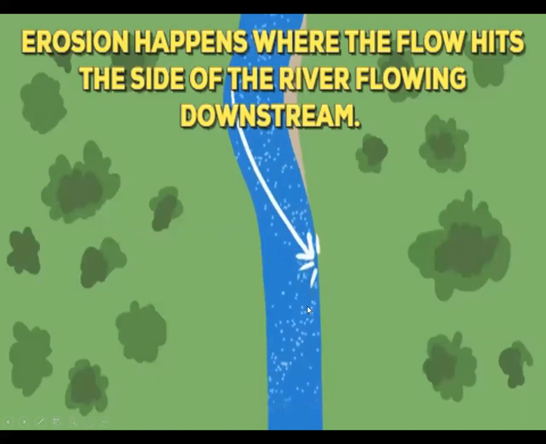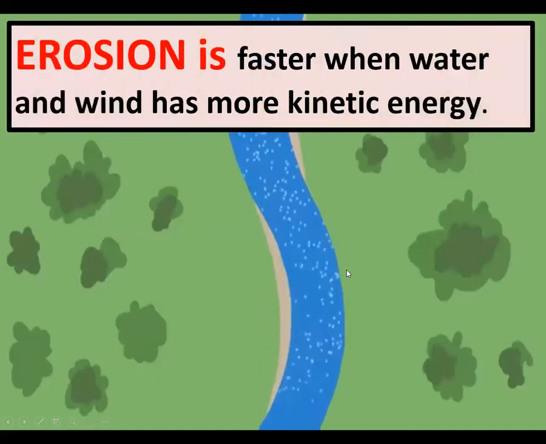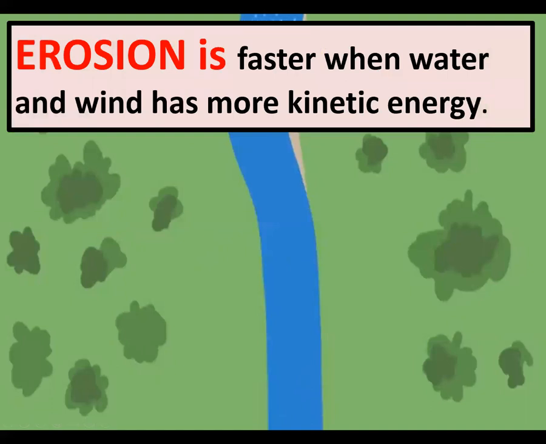See the flow? Okay. Erosion is faster when water and wind have more kinetic energy. And erosion is fastest on the upper course of the river because the water flows very fast.